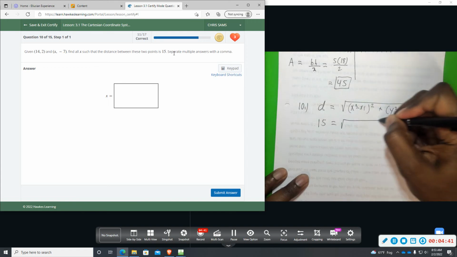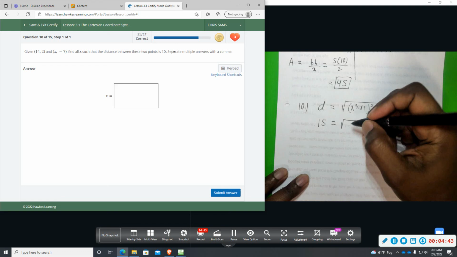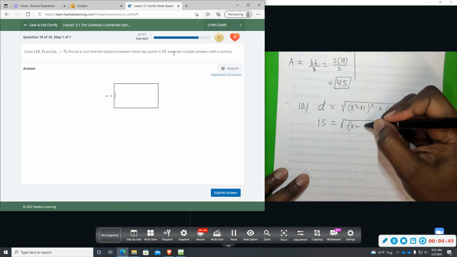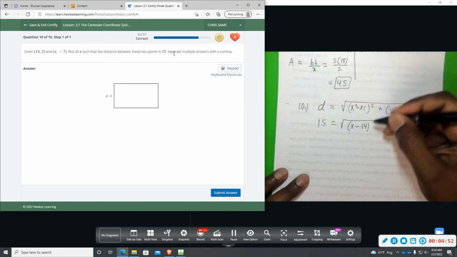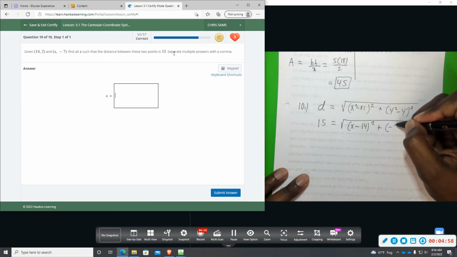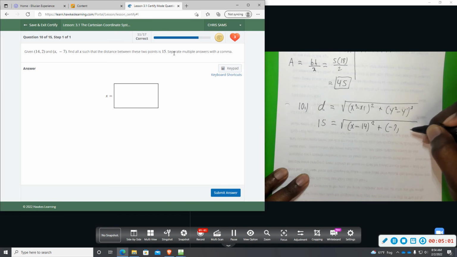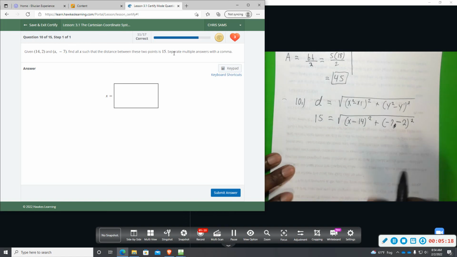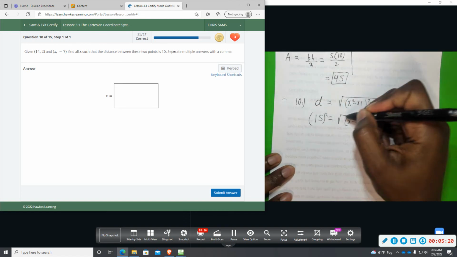So I'm going to do square root. Alright, the second point, I don't know the x value, so I'm going to say x minus, and then the first x value is 14. So I'm going to say x minus 14. And that's going to be squared. And then plus my y2 is -7, and my y1 is 2. So minus 2. Okay, so we're going to simplify. We're going to get rid of this square root. We're going to square both sides.